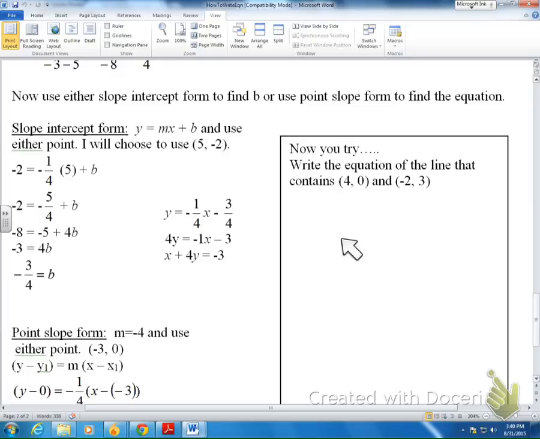Let's try writing an equation of these 2 points using the slope-intercept form. Using this slope formula, I'm going to take y2, or the second y-coordinate 3, minus y1, which is 0, and then divide by the second x-coordinate minus the first. And we get a slope of, well, 3 over -6, or -1/2.